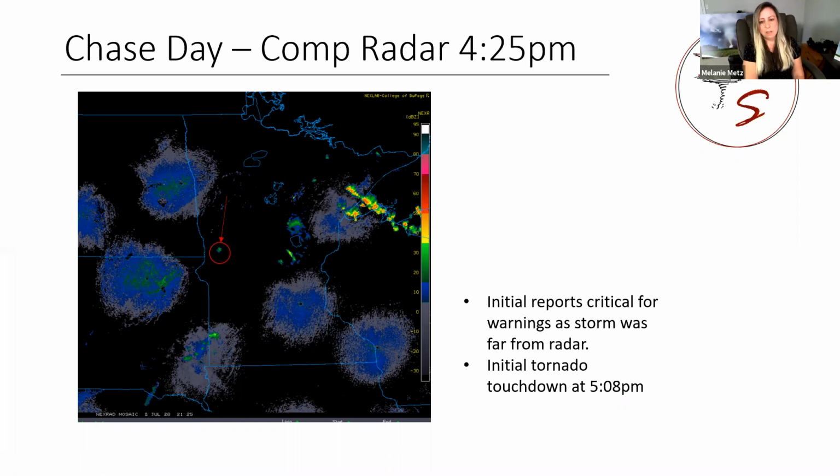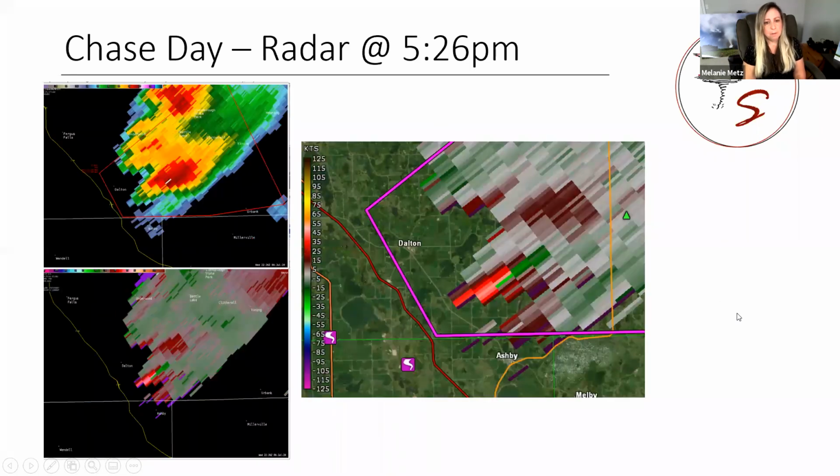They really got the warnings out because this storm went up and that tornado came down within 45 minutes. It was fast. It all happened really quickly. The initial tornado touched down again at 5:08 p.m., not long after we saw that tower go up.